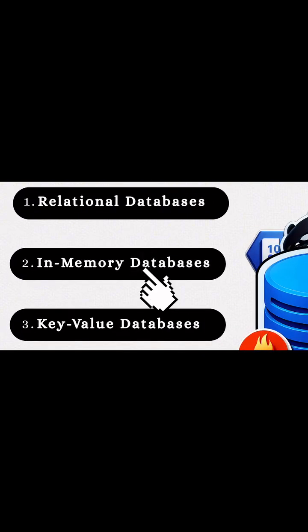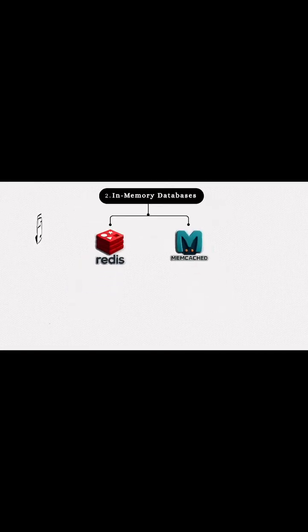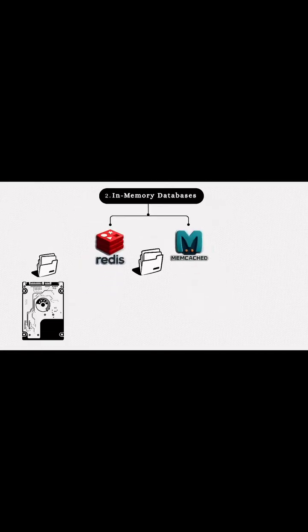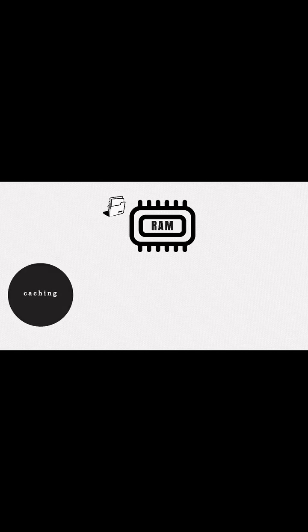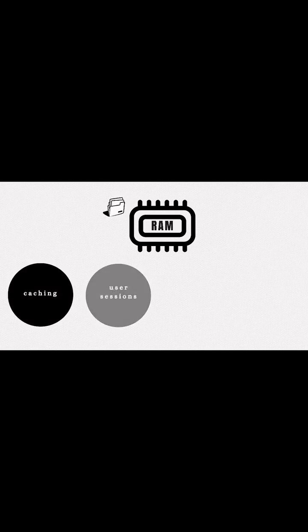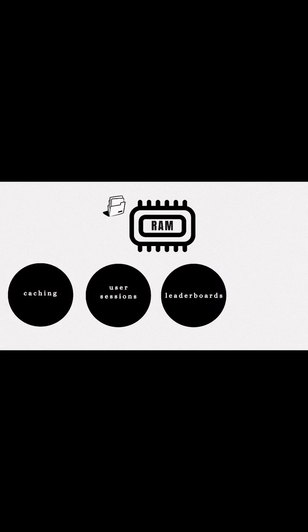Next are in-memory databases. Unlike traditional databases that store data on disk, in-memory databases keep data in RAM, which makes read and write operations extremely fast. They are commonly used for caching frequently accessed data, managing user sessions, maintaining leaderboards, and powering real-time analytics.